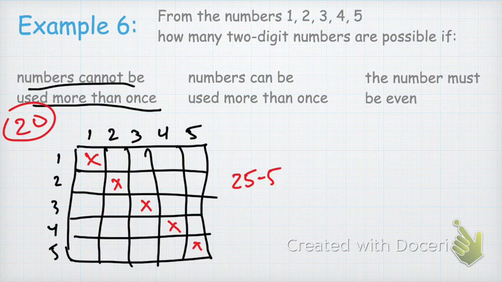If numbers can be used more than once, well, then these red X's are just irrelevant. And so that would just be 5 times 5 is 25.